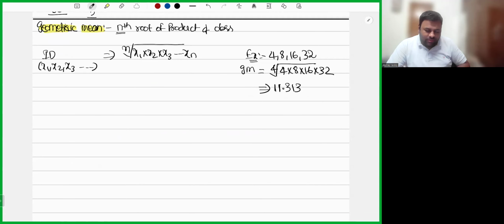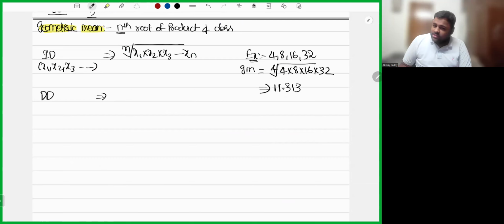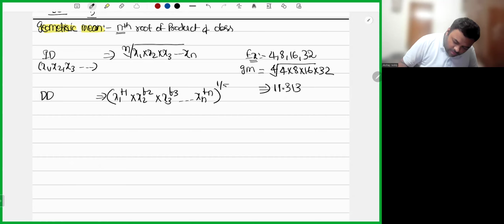Now this is under individual data. Now discrete data. In discrete data, we have frequencies, right? Now if x1 is repeated 3 times, how will we write? x1 into x1 into x1, which is nothing but x1 power 3. That is, I will do x1 power frequency. x1 power f1 into x2 power f2 into x3 power f3, so on till xn power fn, whole power 1 by summation of f.